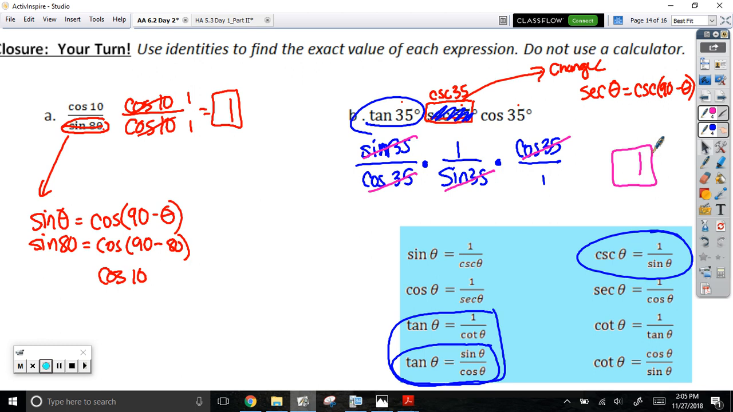Then your homework is to complete the 6.2 worksheet 2. It is a front only.